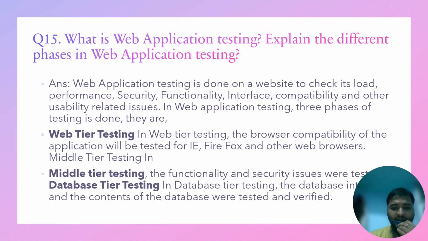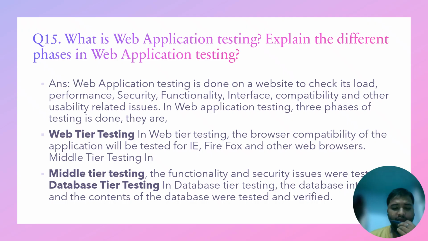What is web application testing? Explain the different phases in web application testing. Web application testing is done on a website to check its load, performance, security, functionality, interface, compatibility, and other usability related issues. In web application testing, three phases of testing are done.